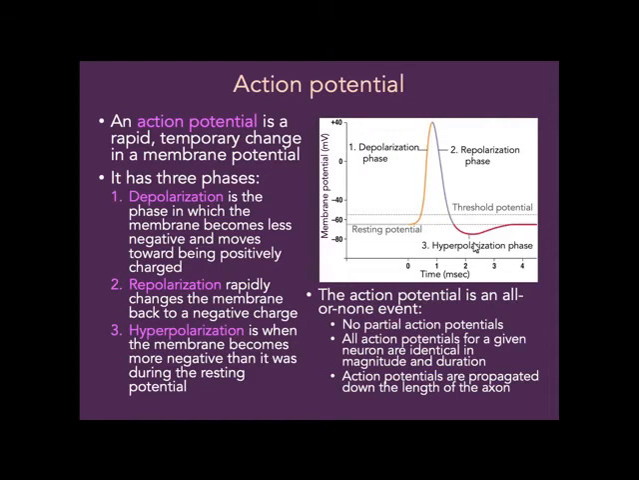It's important to note then that when you have this change in the membrane potential of a neuron, it is an all or none event. So you can't have part of an action potential. Also, for a particular neuron, all the action potentials along that neuron are going to be identical in magnitude, meaning how big the peak of depolarization is, and also duration, how long it takes to get from resting to resting again. So these action potentials are propagated down the length of the axon. Do you remember what the axon is? Yeah, that's the long, skinny part of the neuron.